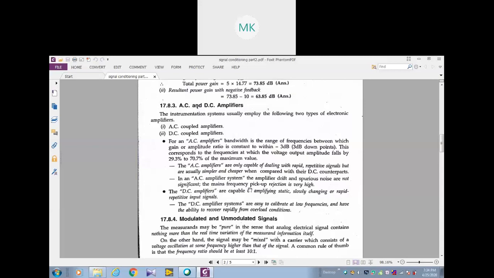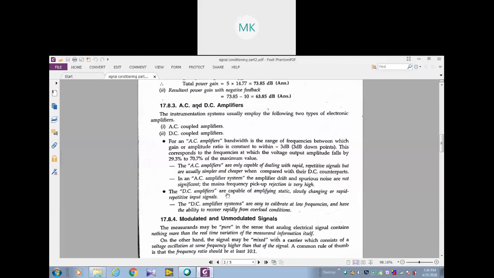The mains frequency pickup rejection is very important. In an AC amplifier, we are not worrying about the drifting of the signal or frequency, and we are not much worried about the spurious noise. Here we are worried about the rejection of the mains, that is the 50 hertz signal, because it operates with the AC signal. So mains rejection is very important here.